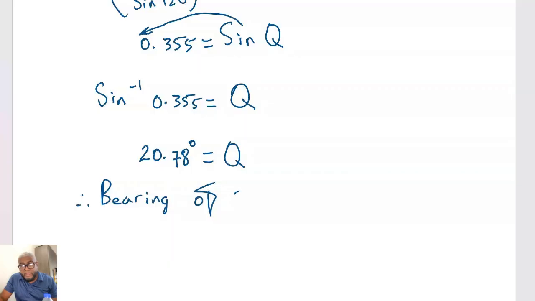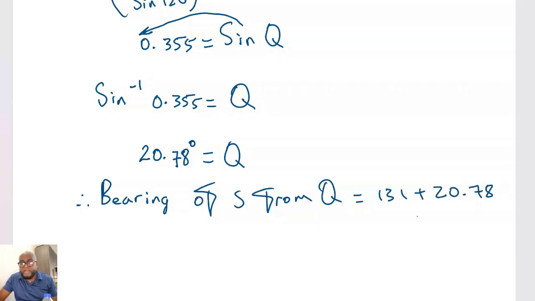So the bearing of S from Q would be equal to 131 plus 20.78, and this will be approximately equal to 152 degrees. Everybody good there?